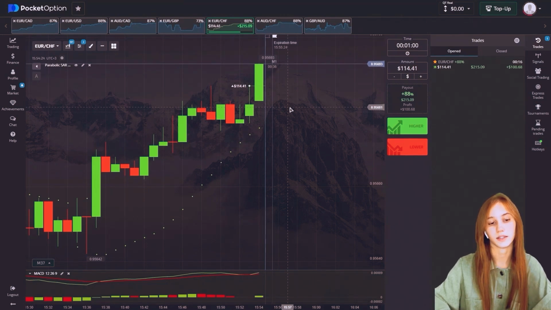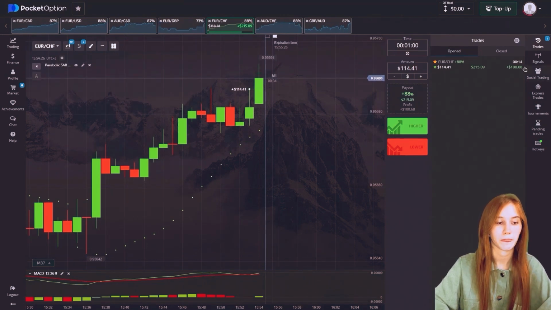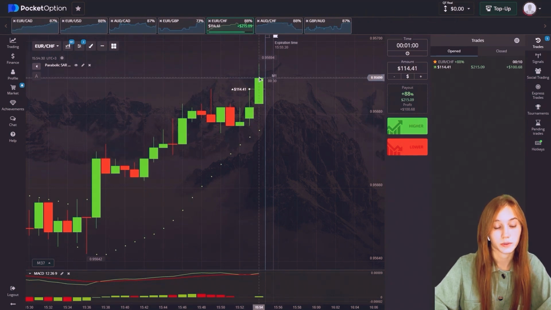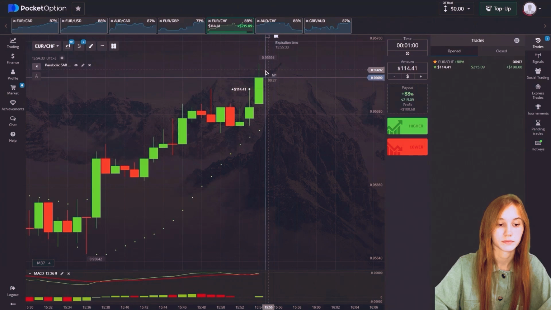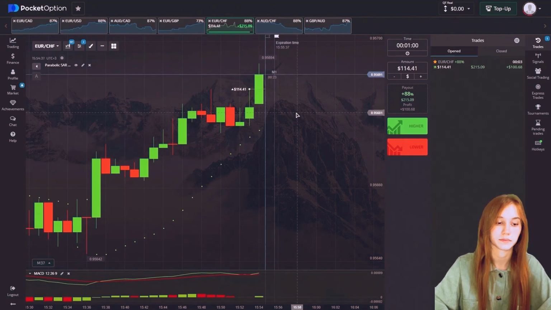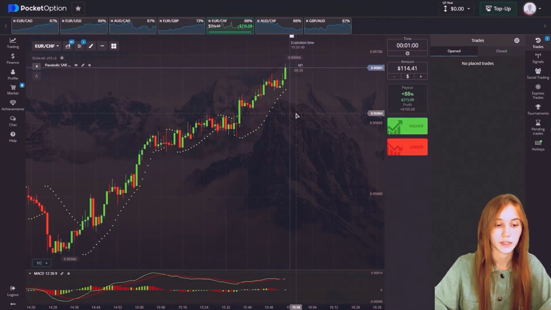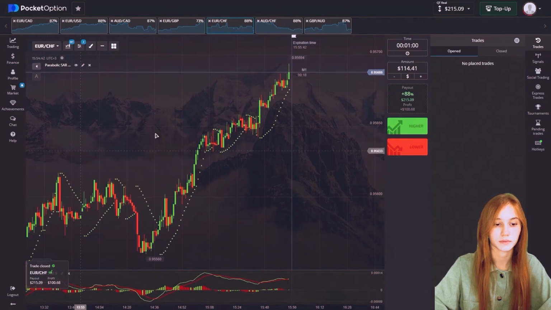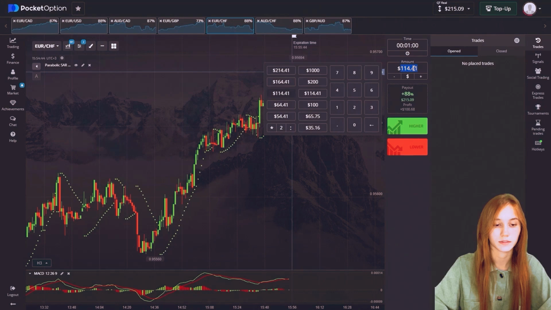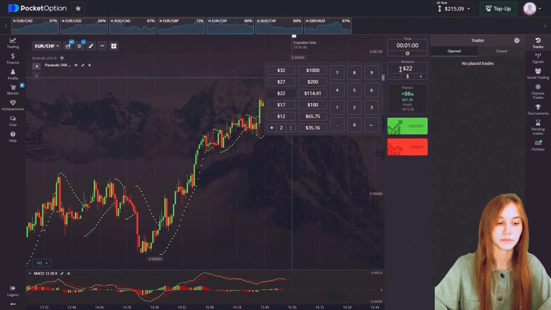13 seconds until the end of the deal. Here we see this shadow, 2 seconds, and yeah, our deal is going to plus. We increase our balance and increase deal amount. And we go on to the next concept.